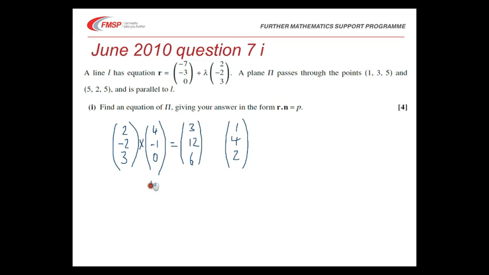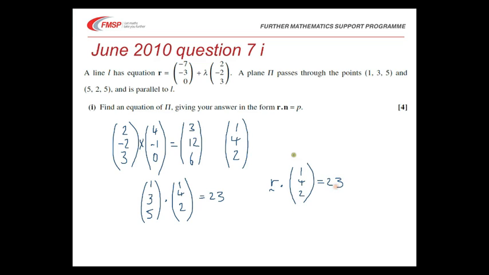Well, I could try (1, 3, 5) dotted with (1, 4, 2), because I know that (1, 3, 5) is in the plane, and I'm going to get 1 plus 12 plus 10 is 23. So my vector equation of the plane in this format is r dotted with (1, 4, 2) is always going to be 23, and that should work with any point in the plane. You could check it with (5, 2, 5) if you wanted to.